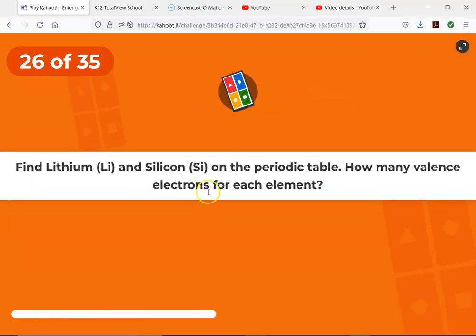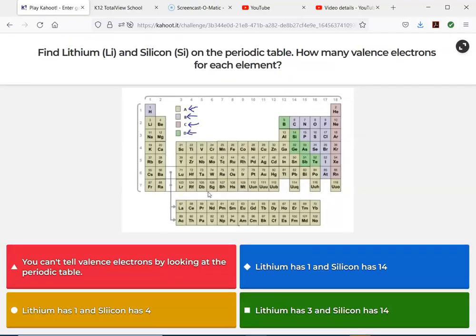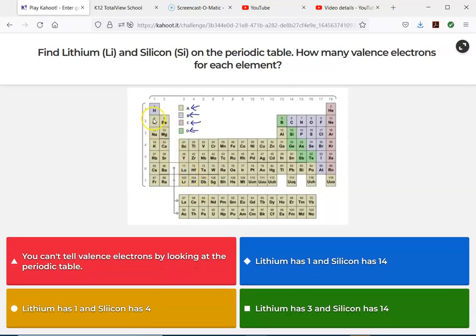Find lithium and silicon on the periodic table. How many valence electrons for each element? Well, lithium, right here, Li, is in group 1. And that means it should have 1 valence electron. It has 3 electrons total, but only 1 valence electron. That means it could be blue or yellow. We can tell by looking at the periodic table, so red is wrong.